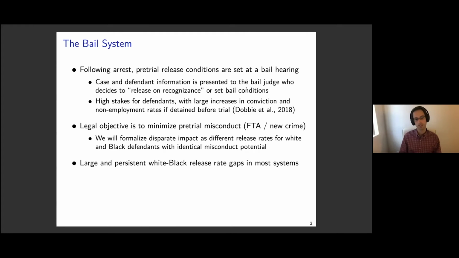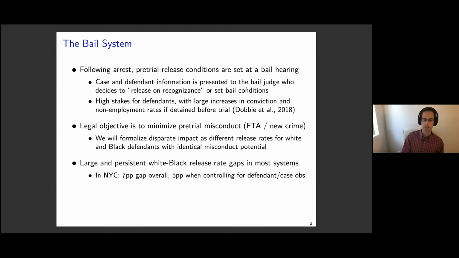So one last thing to note is that there are large and persistent white-black release rate gaps in most systems. In most systems, white defendants are more likely to be released than black defendants. In New York City, which is going to be the setting of this paper, if you don't control for anything, there's about a 7 percentage point gap overall, and it only decreases to around 5 percentage points after you control for things like the type of charge or prior criminal history.